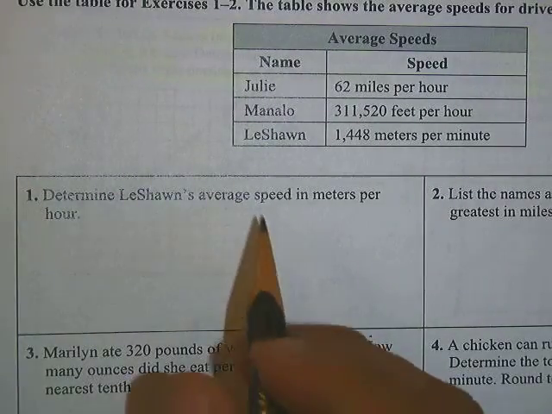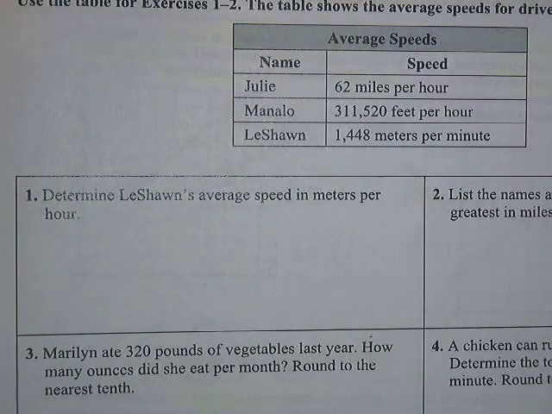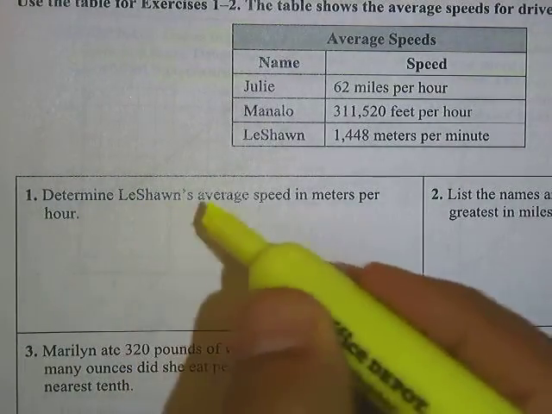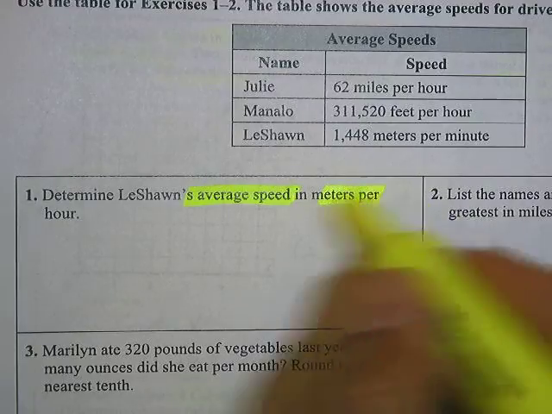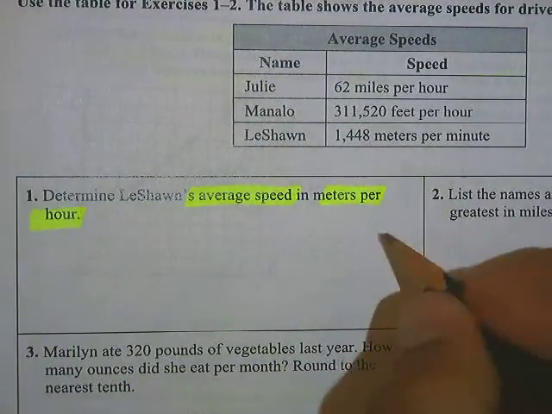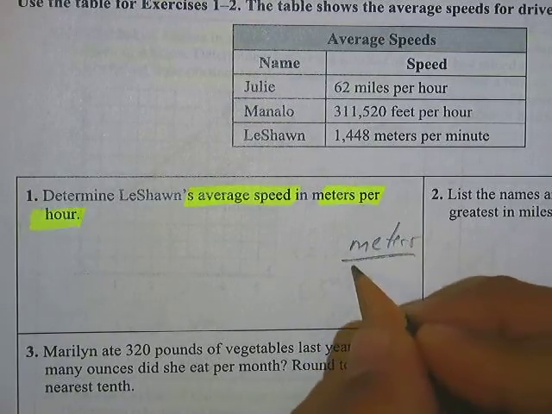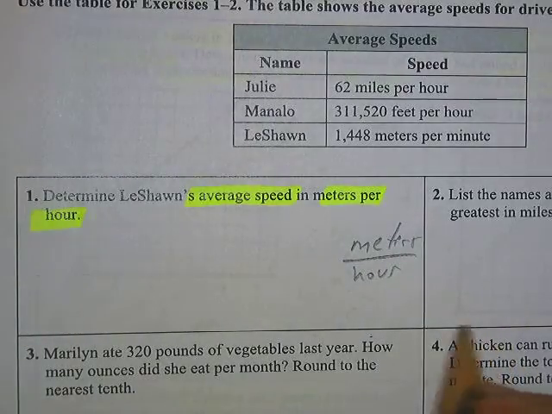Let's look at the other homework assignment we have. Let's look at the key question first. He wants to determine Lachon's average speed in meters per hour. So we need to know in meters per hour. So let's put here meters per hour. Okay.